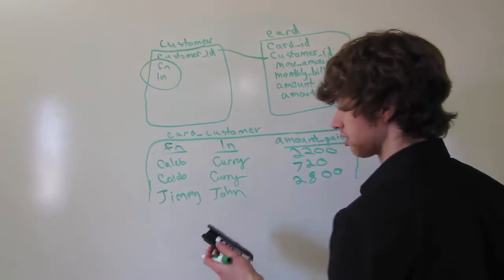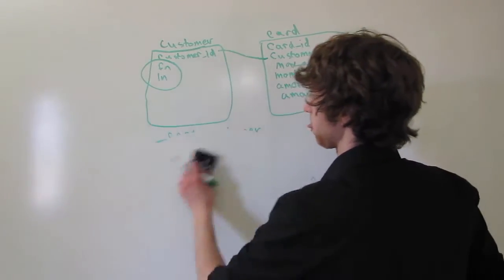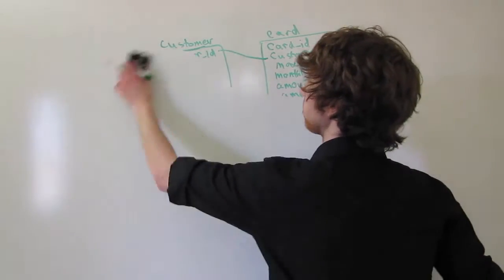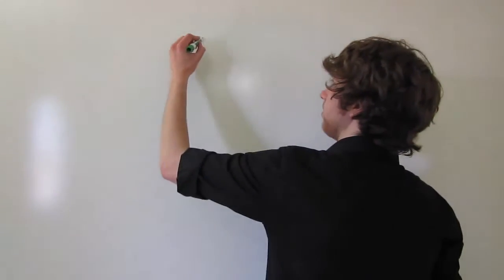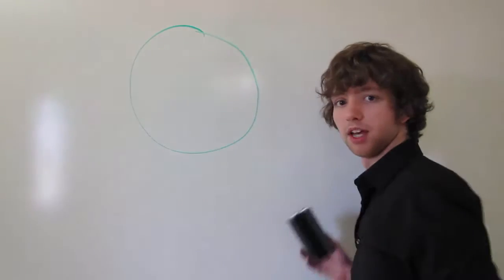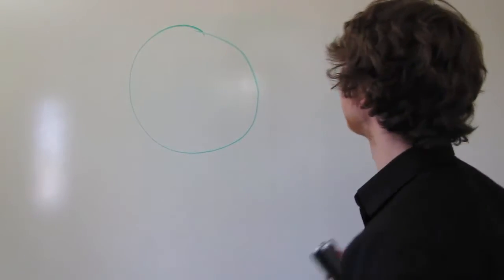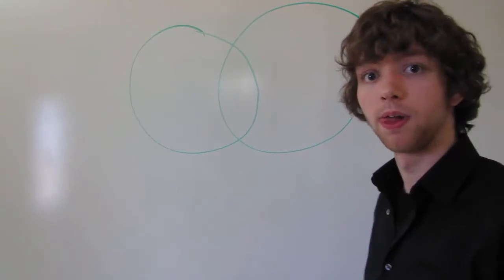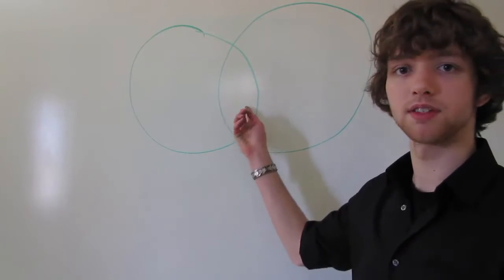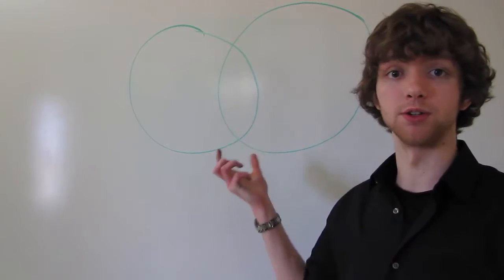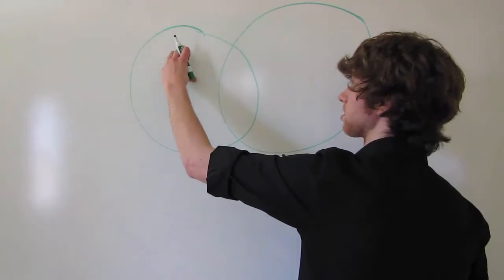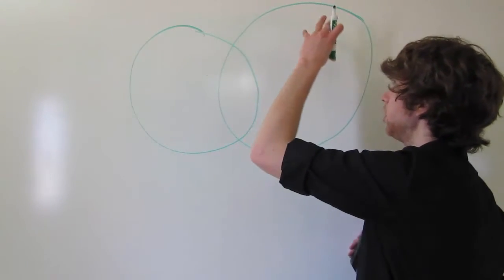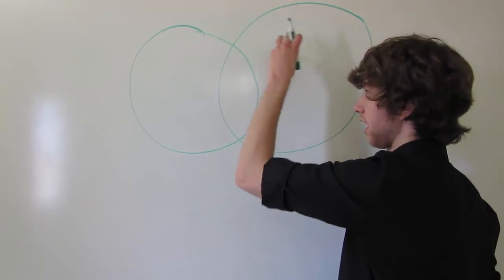So I'm going to erase this. I'm just going to draw a little illustration to show you how this works. Now, you can find more pictures like this online, which I'll link to in the description if I can remember. Think of it like this. Here is the left table, which was the customer. And here is the card table. And this part in the middle, this is kind of like the join table, or where they intersect. So here are the customers that have a card, and here are the cards that have a customer.